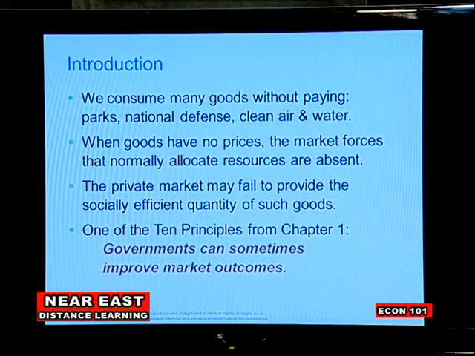Let's make an introduction first. We consume many goods without paying, for example, parks, national defense, clean air and water. When goods have no prices, the market forces that normally allocate resources are absent. So governments can sometimes improve market outcomes, which we reviewed from chapter 1.